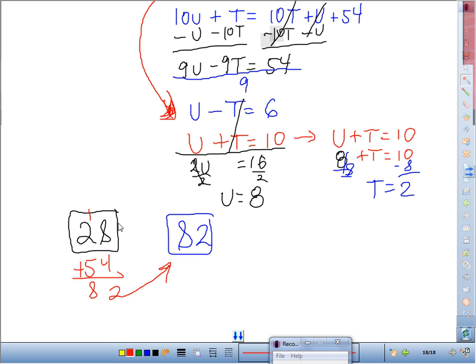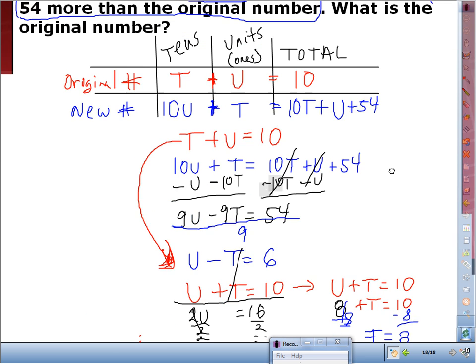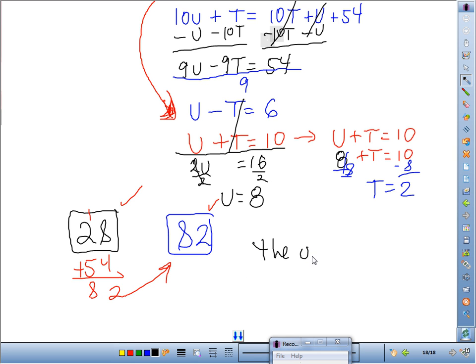So we found our numbers. This is our original number. This is our new number. And what was the question? Let's see. The question was, what is the original number? So what would be our statement? The original number is 28. That's it. The original number is 28.